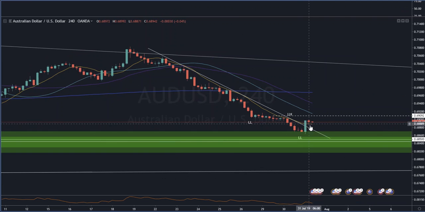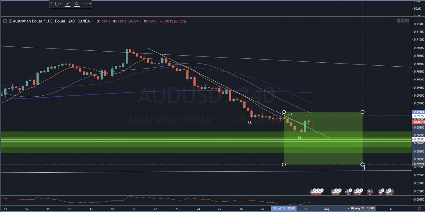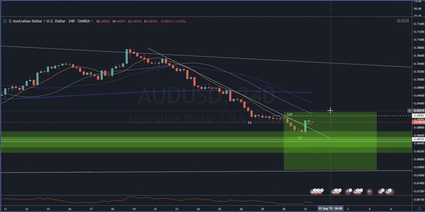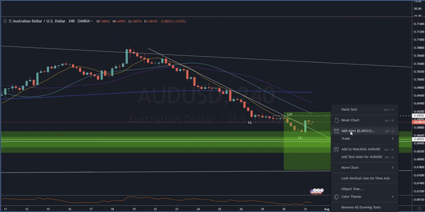A lot of retail traders think just because it's broken the trend, bang, off we go, we can go long, and actually then it plummets back down here. So for me, this whole zone now is where I'm interested. What I would do now is set my alert. I just set an alert here.